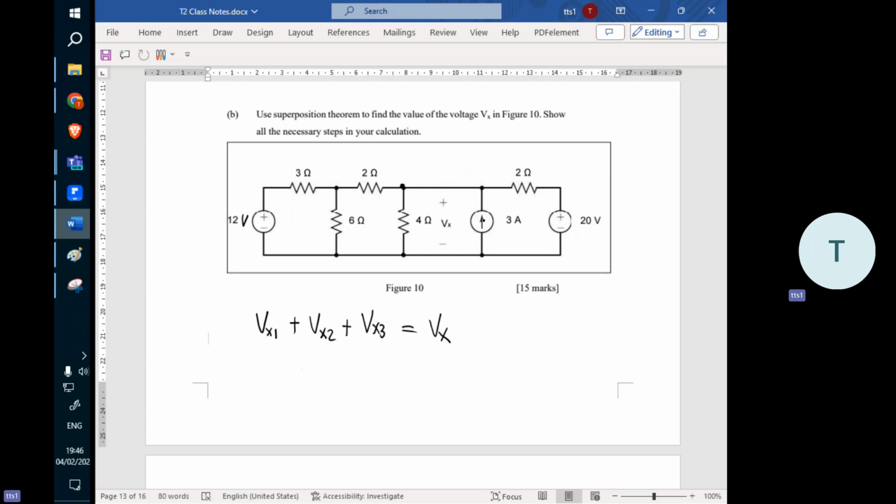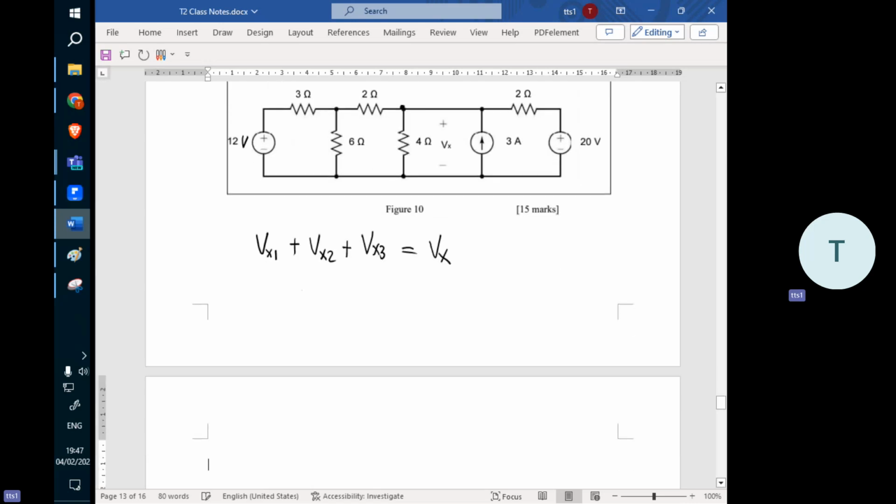Because the final Vx consists of three independent sources. So by using the superposition theorem, we find one at a time, based on one source at a time. That means we only turn on one source at a time to find the 3 independent voltages. At the end, we sum the 3 of them to find the final value. Okay, so the first step is to turn on.